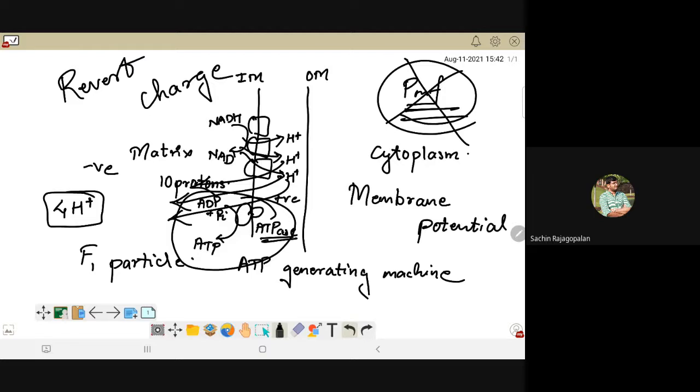And you will see how there is a difference in this proton count when you do the ETC process. Why 10 go out for NADH and only 6 go out for FADH2, you will see when you do ETC. So 6 protons are being moved out when you are converting FADH2 to FAD. And you know that to form 1 ATP, you need 4 protons to be taken in. So 6 divided by 4, how much ATP is it going to give you? 1.5. Clear?